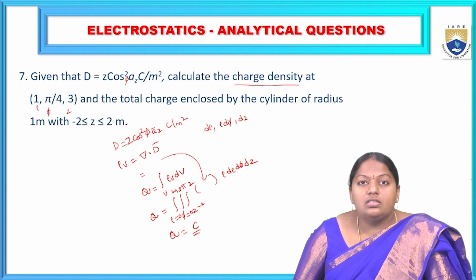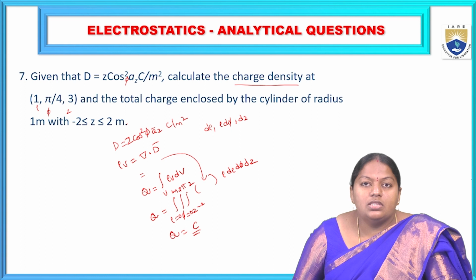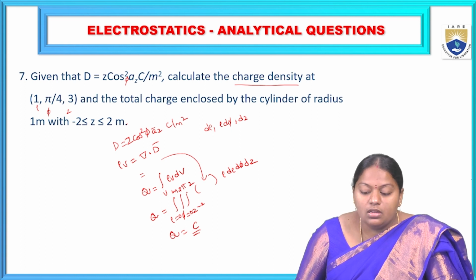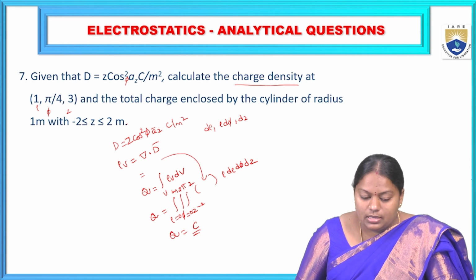If the flux density value is given, from the flux density, how to evaluate volume charge density, and from the volume charge density, how to evaluate the total charge which is enclosed by that cylinder.